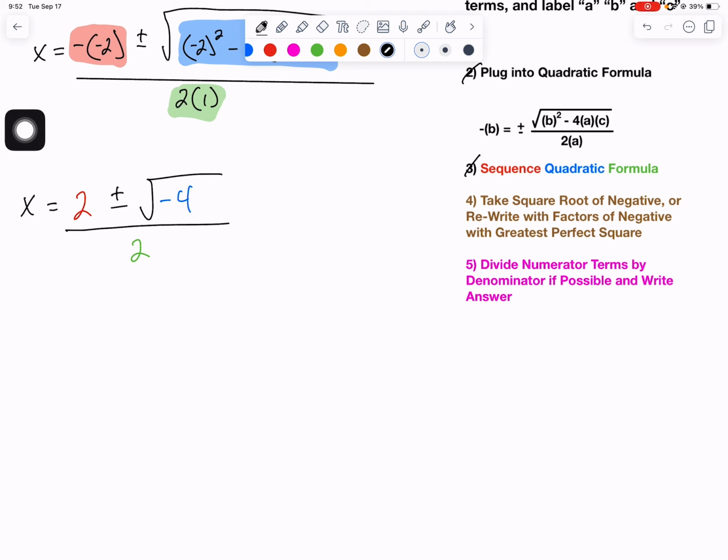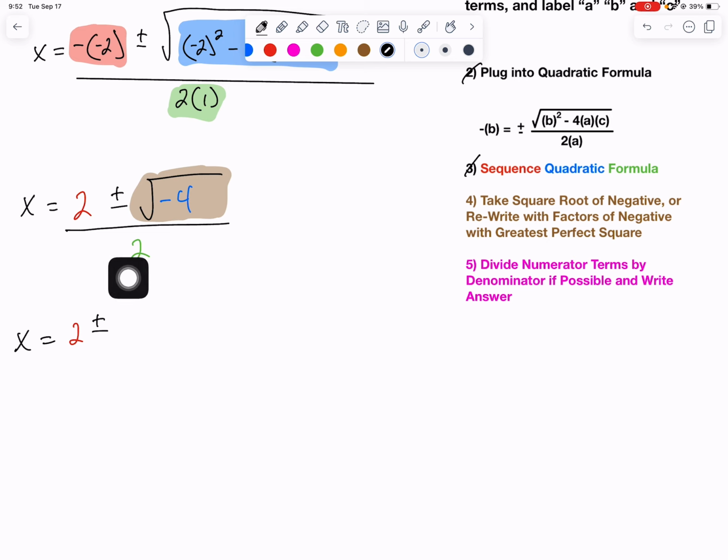All right, now I'm going to rewrite, because number 4 says take the square root of the negative, or rewrite with factors of the negative with the greatest perfect square if needed. So let me open this up here. I'm going to actually just highlight this. I'm going to bring down our x equals. I'm going to bring down our 2. I'm going to bring down our plus or minus.